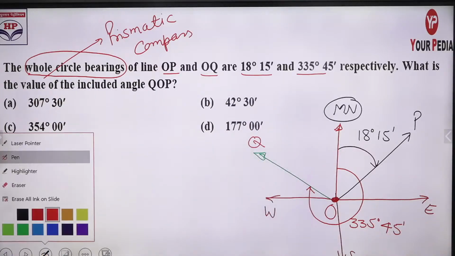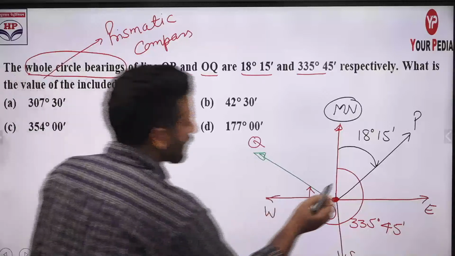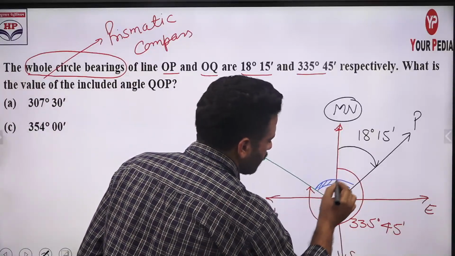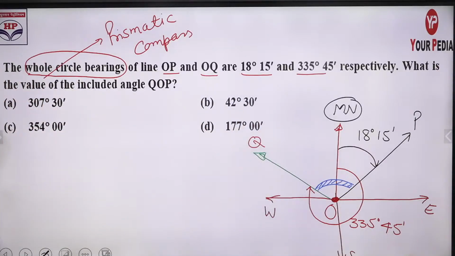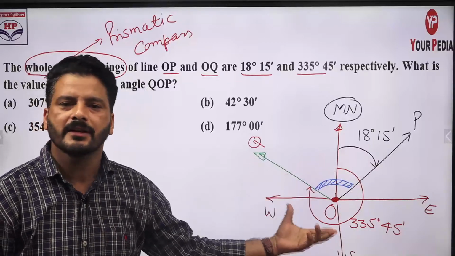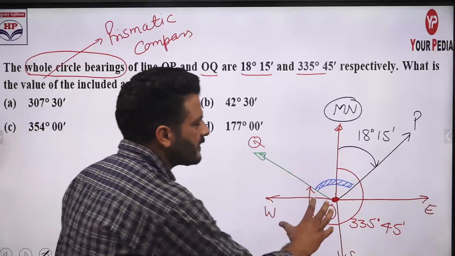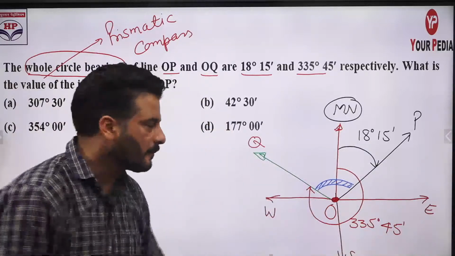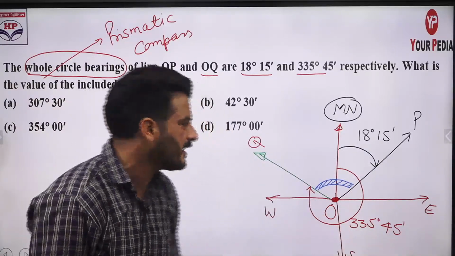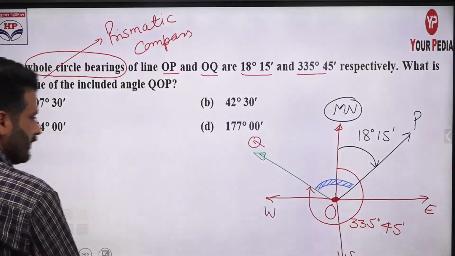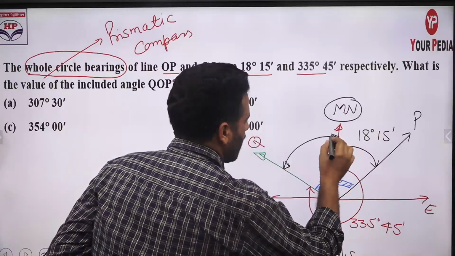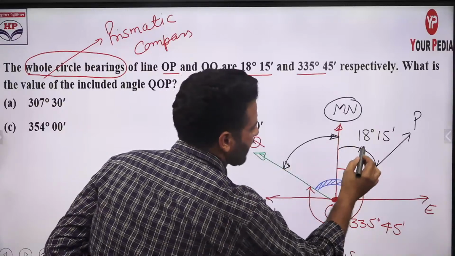Now what is the question asking? The included angle, pay attention, this angle, this one, blue. Okay, if you make a complete circle guys, of course the angle will be 360 degree, you know very well. So if you subtract this angle, 335 degree 45 minutes, from 360 degree, of course you will get this one angle, this black thing. But you have to report the answer as the whole, so just add this angle to this black one.